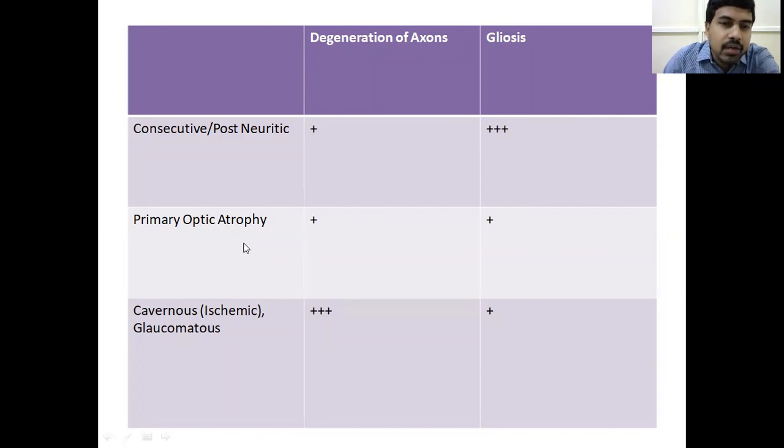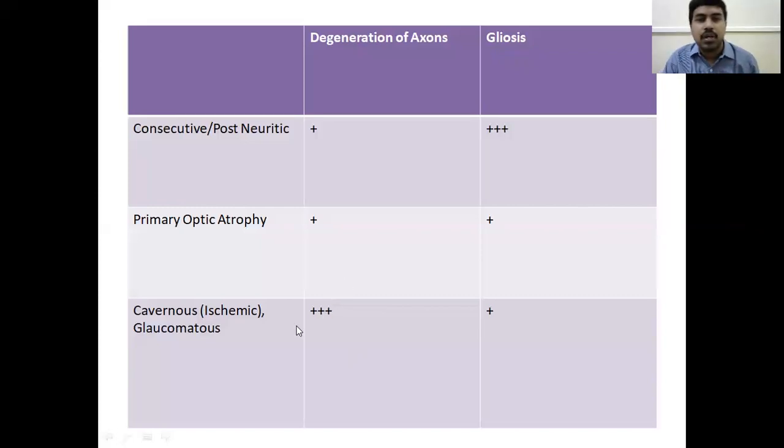Similarly, in primary optic atrophy, where no cause can be elucidated or detected, the degeneration of axon goes in balance with the gliosis. So the amount of degeneration is the same as the amount of gliosis. Similarly, in cavernous or ischemic or glaucomatous, ischemic meaning due to anterior ischemic optic neuropathy and all, the degeneration of axons is more, whereas gliosis is less, because here this is an ischemia. If you want the glial tissue to proliferate, it should have some blood supply. So because there is ischemia here, the proliferation of glial tissue is less, but the degeneration of axons is more. That's why the disc is pale in color.